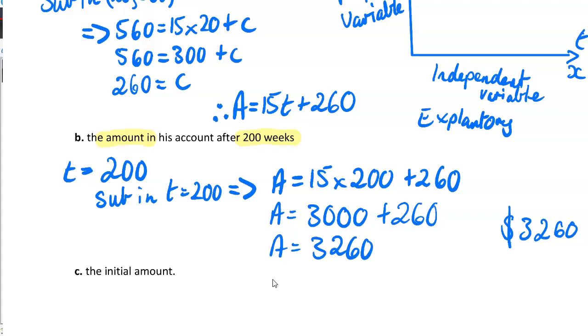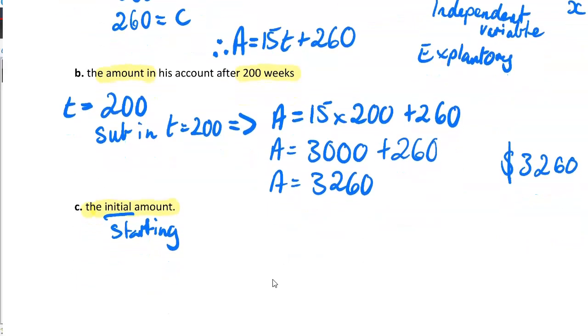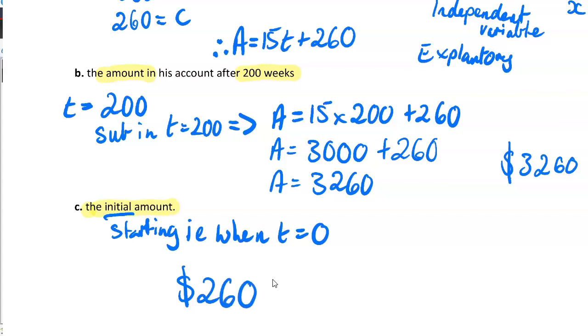Okay, and we need to find the initial amount. Now, initial means starting amount, i.e. when t equals 0. So that means the starting amount is $260.